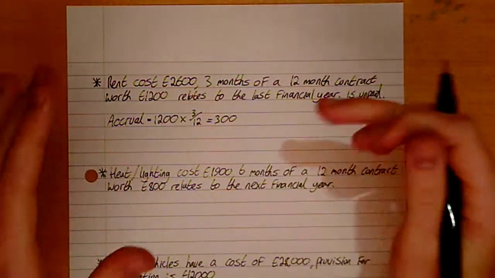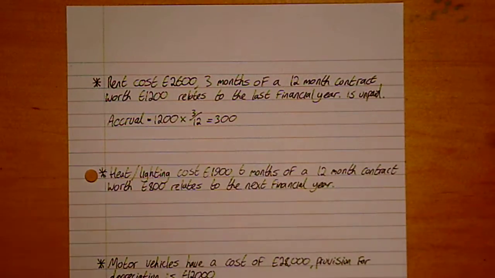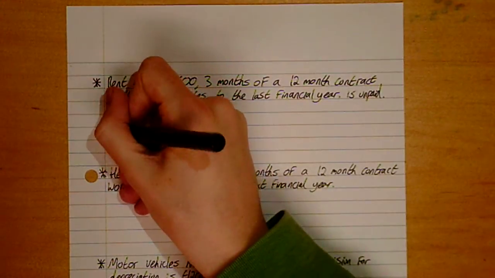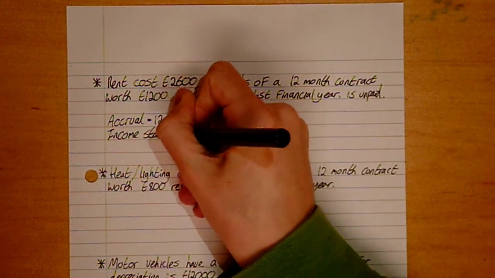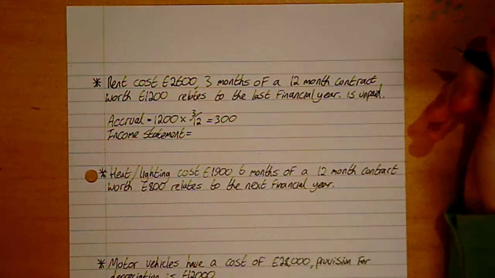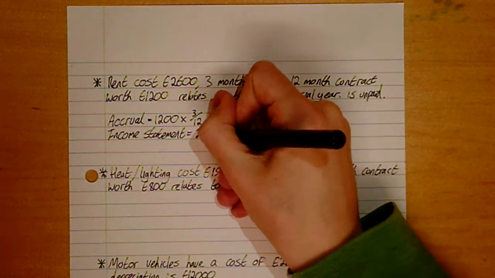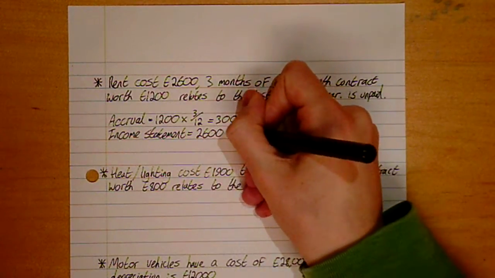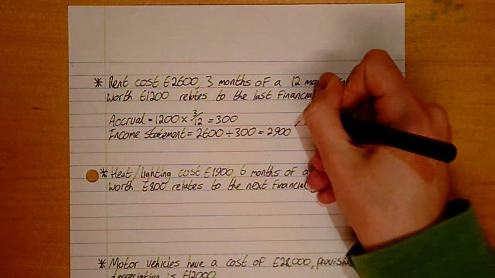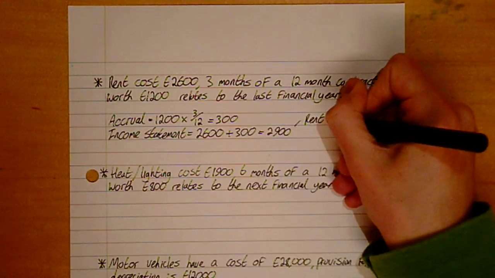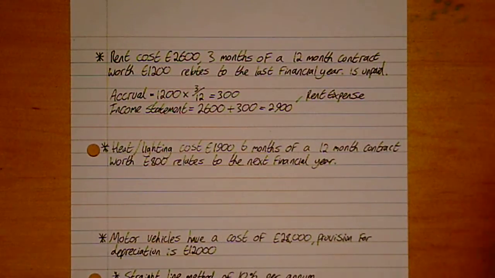What's good to do now is to see how it affects each statement. How does that 300 affect the income statement, and how does it affect the balance sheet? I think that's really vital to show to the examiner. So the impact on the income statement is simply, well, with an accrual we always add it to the expense. So the rent is going to increase. So 2,600 plus 300. So the new rent expense is now 2,900, compared to previously when it was 2,600.